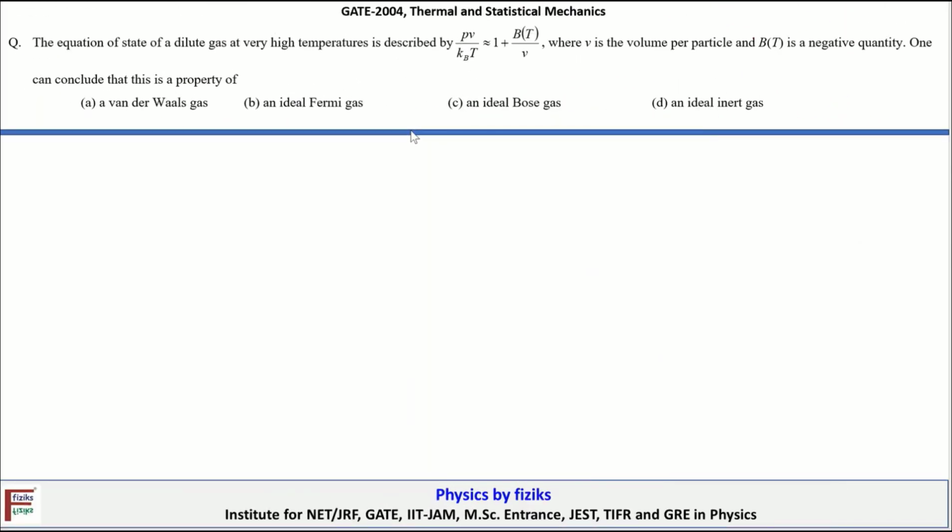Now let's take a look at the next problem in continuation with this one. The equation of state of a dilute gas at high temperature is described by this equation, where small v is the volume per particle and the coefficient is a negative quantity, so it is given to us as a negative quantity. One can conclude from this a property of the gas, and we have to identify the exact option out of the given 4 options. For this purpose we will take a look at the real gas equation, which is the van der Waals gas equation.